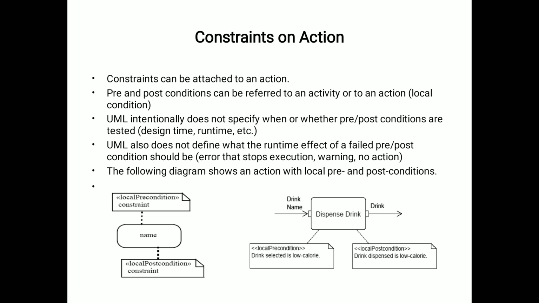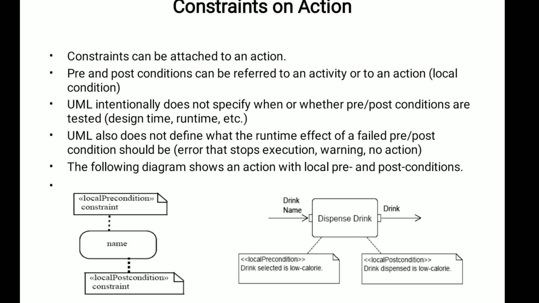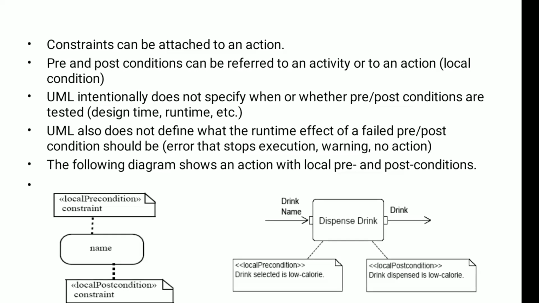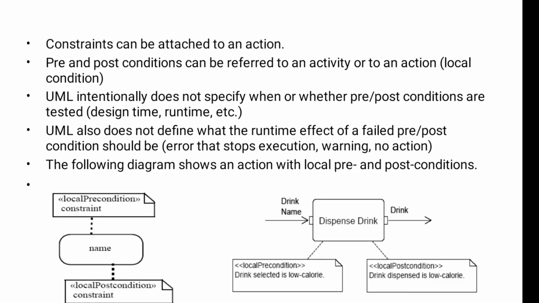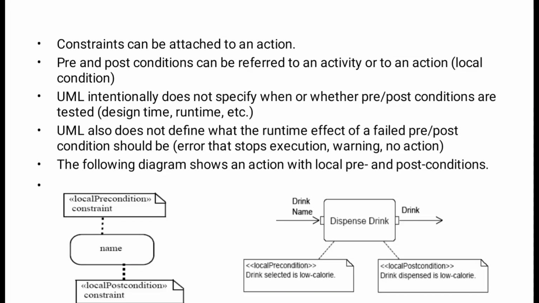The following diagram shows an action with local pre and post conditions. See, you can see here pre and post condition. So it is showing this particular constraint, name is there, and then constraint. And here drink name, then dispense drink, and again drink. Here drink selected is low calorie, drink dispensed is low calorie. Using this, pre and post condition is shown.